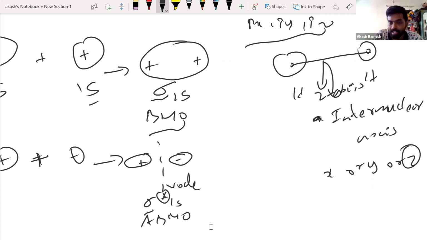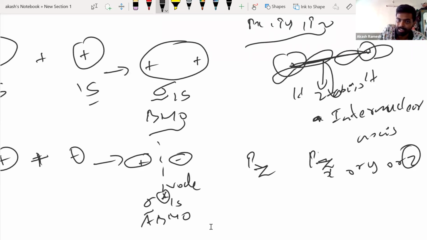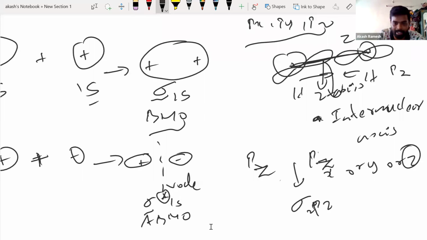That is my internuclear axis, and we are going to take it as the Z axis, but there is no restriction. Now, why do we say it like this? Because, for example, if I take a PZ orbital and another PZ, and this was the internuclear axis, I would have a head-on collision like this. If this was the Z axis and this was PZ, I know how it is oriented. It is oriented along the Z axis. So PZ and PZ will form sigma 2pz.